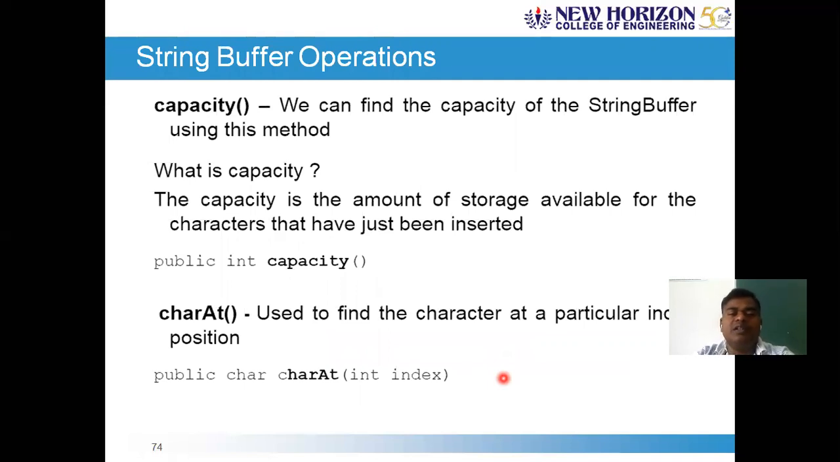Capacity: we can find the capacity of the string buffer using this method, which is the amount of storage available for characters that have been inserted. So the total size and capacity can be found with the capacity built-in function. The next method of the string buffer class is charAt, which is used to find the character at a particular index position. For charAt of int index, at a specific index value, the character stored there will be returned.